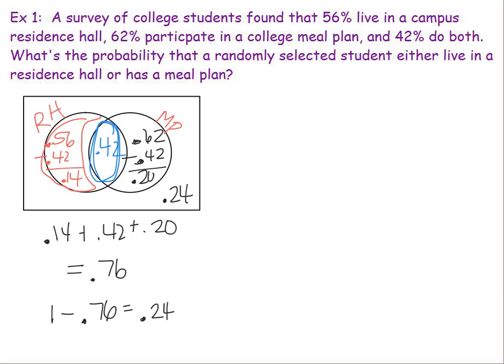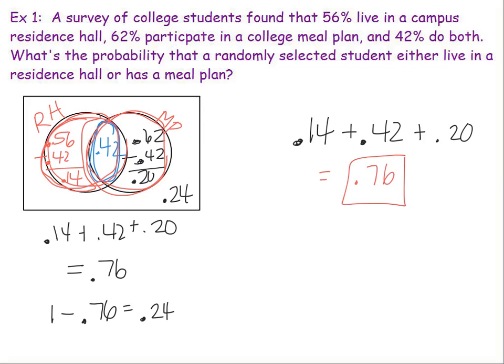So that is 0.14 and 0.42 and 0.20, because those are our circles. This was residence hall, and this was meal plan. And that gives us 0.76.